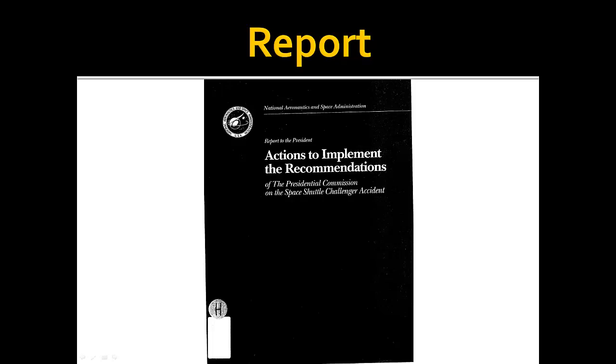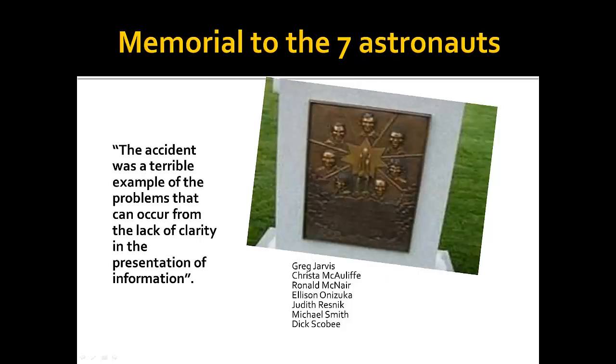Afterwards, a special commission to investigate the cause of the Space Shuttle Challenger accident was appointed by President Reagan, and the commission not only found fault with the failed sealant ring, but also with the officials at NASA, who allowed the shuttle launch to take place despite concerns voiced by NASA engineers. As one official described it later, the accident was a terrible example of the problems that can occur from a lack of clarity in the presentation of information.